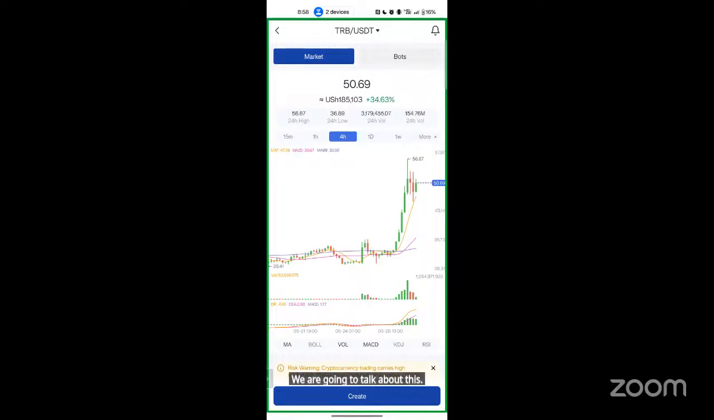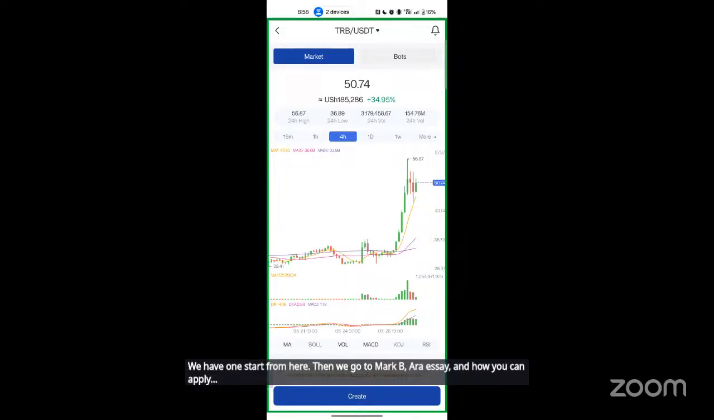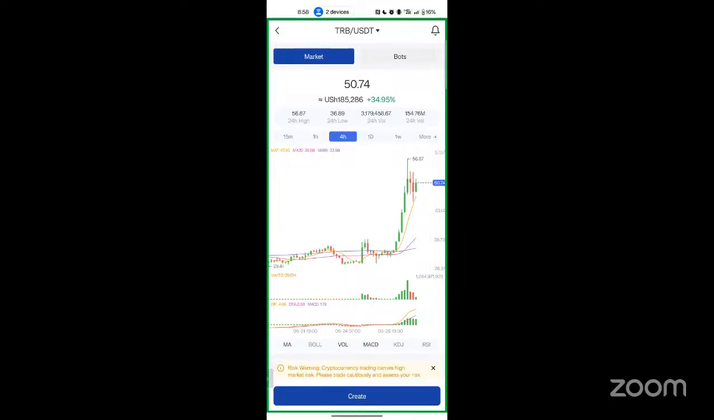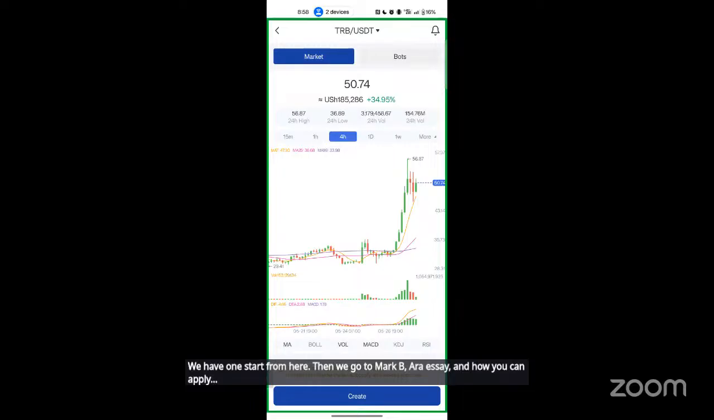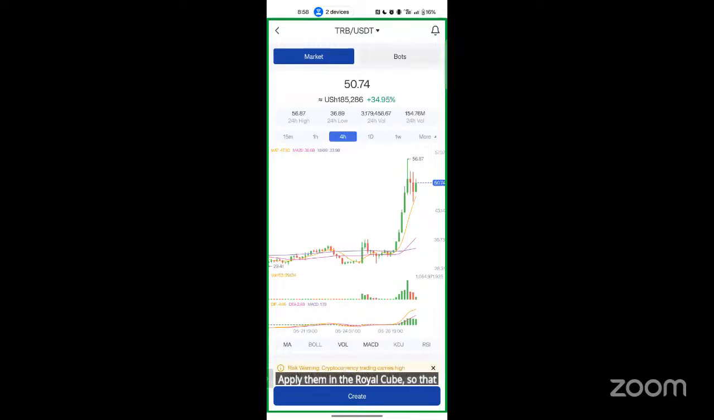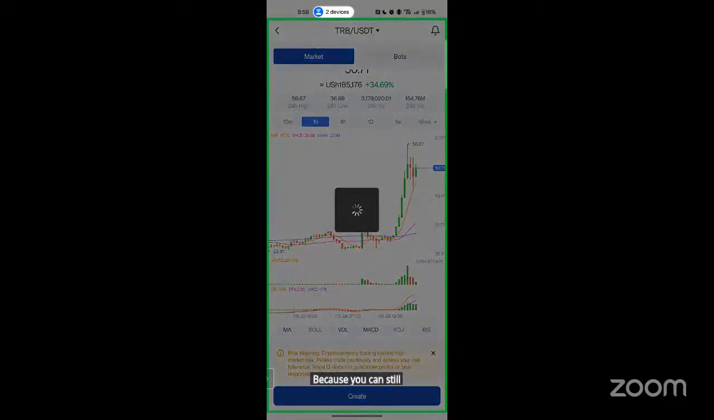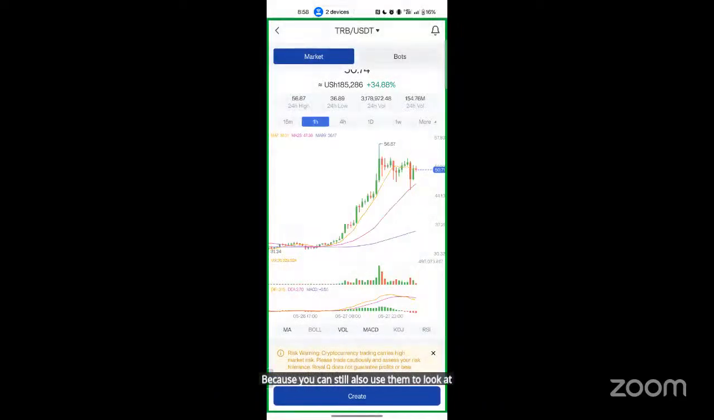We are going to start from here. Then we go to MACD, RSI, and how you can apply them in your royal queue so that as you learn, you are also making money. So I will now interpret these moving averages that you have in your royal queue, because you can still use them to look at markets and make entries and exits in the market.